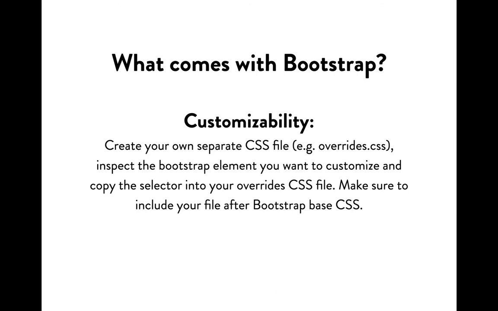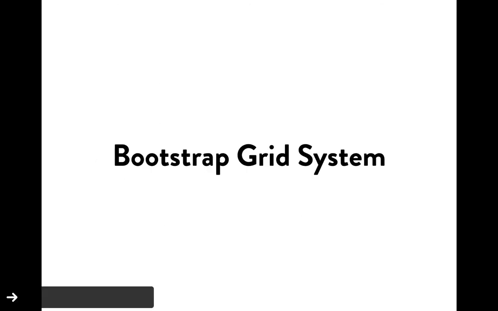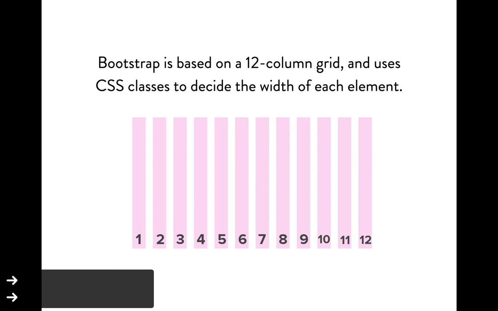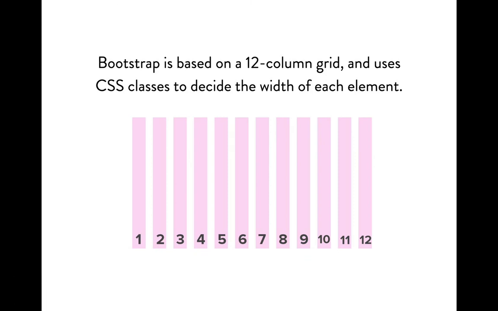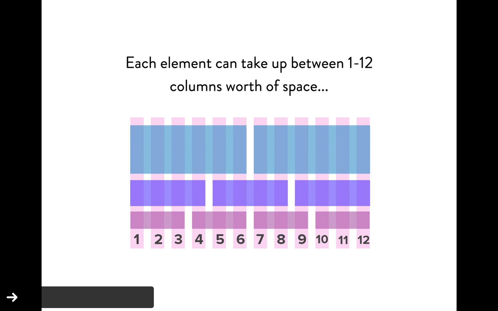On top of it, you can also create your own separate CSS that's going to override and make changes to the default CSS that comes with Bootstrap. So you can further customize it on your own, as we did with our websites. It also has a grid system that is based on a 12-column grid. And so we used a little bit of code to decide how many columns things are going to take up.